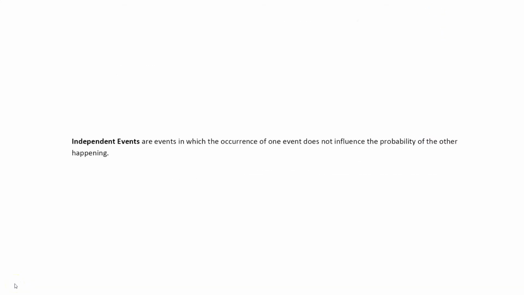Independent events are events in which the occurrence of one event doesn't influence the probability of the other event happening. For example, if I flip a coin and I get tails, when I'm about to flip the second coin, the fact that I got tails doesn't have any influence on what I'm going to get the second time I flip the coin. That's an example of independent events.